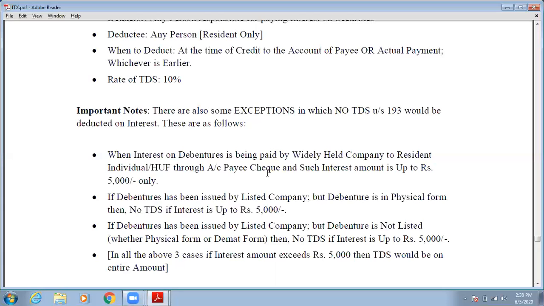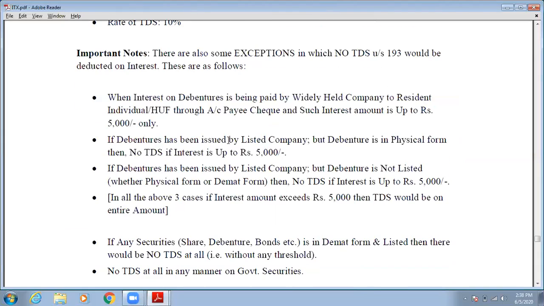If you are paying interest to an individual or HUF through account payee cheque and the interest amount does not exceed 5,000, maximum up to 5,000, then you do not have to deduct any TDS. Okay, if debentures have been issued by a listed company but the debenture is in physical form, then no TDS on interest up to 5,000.